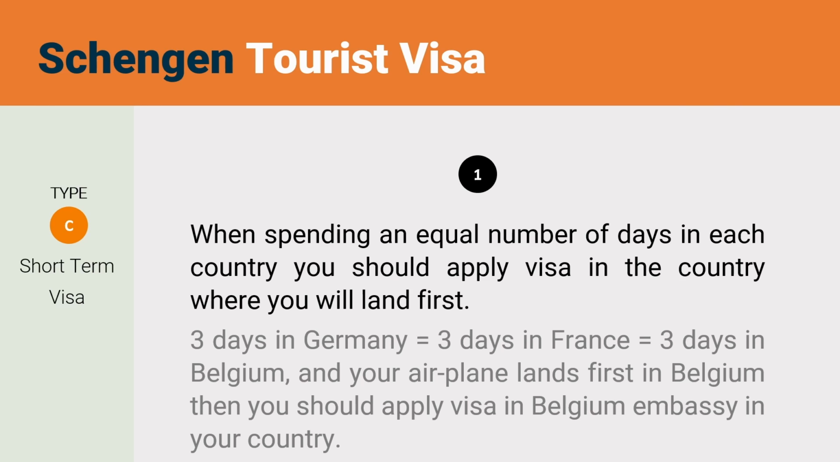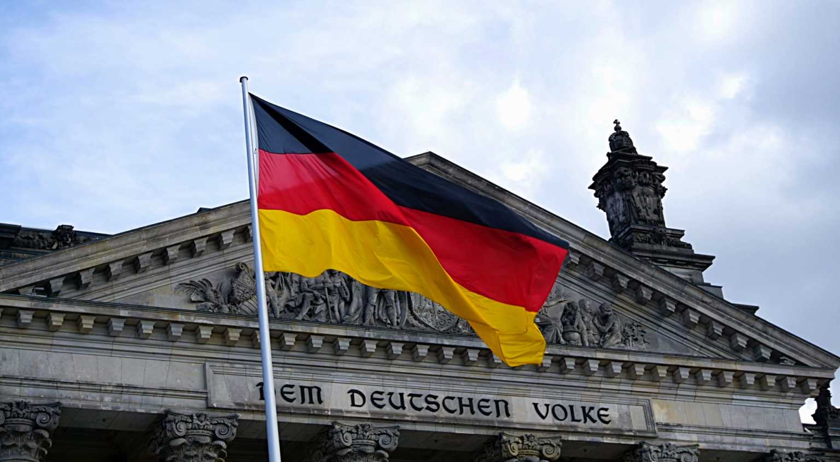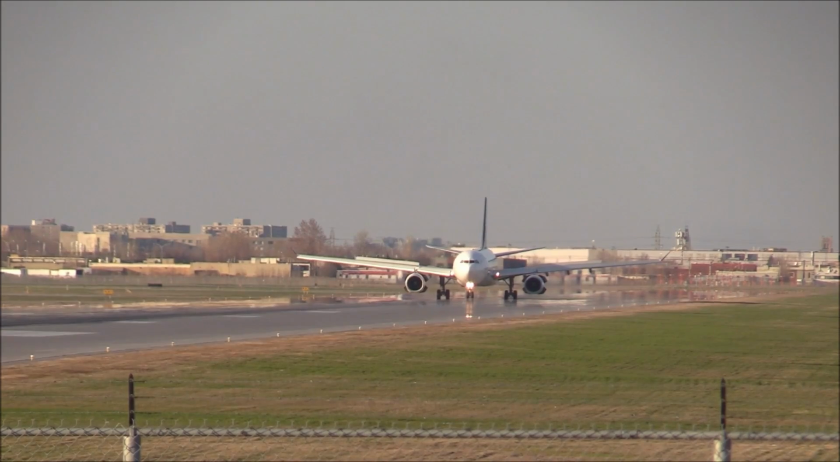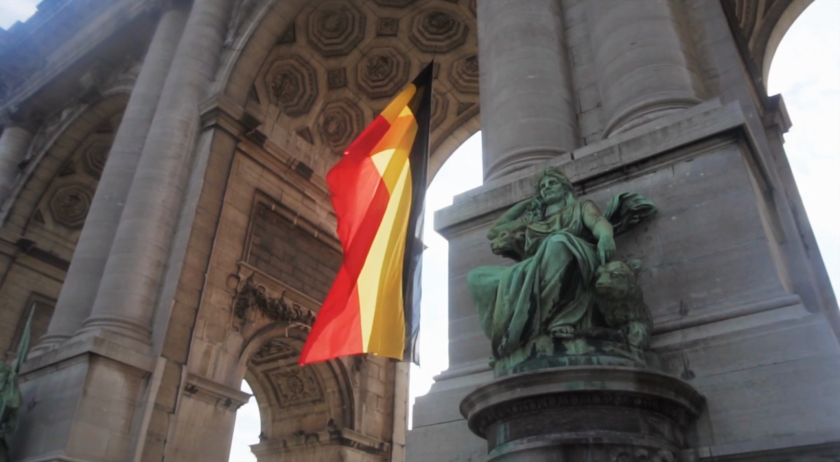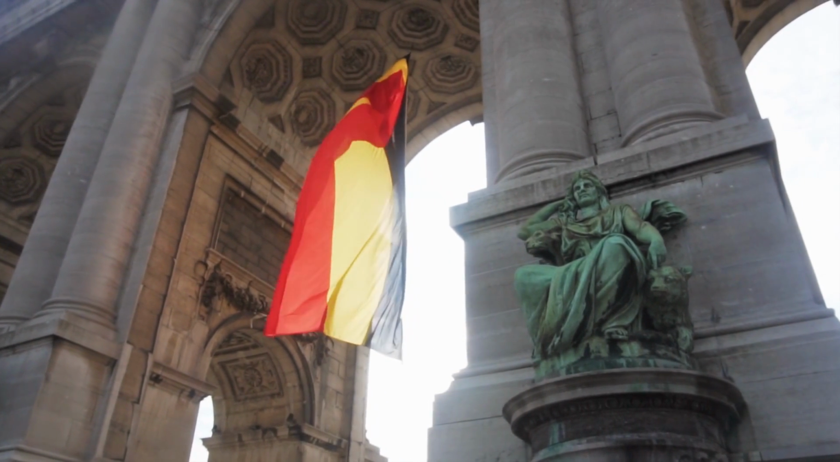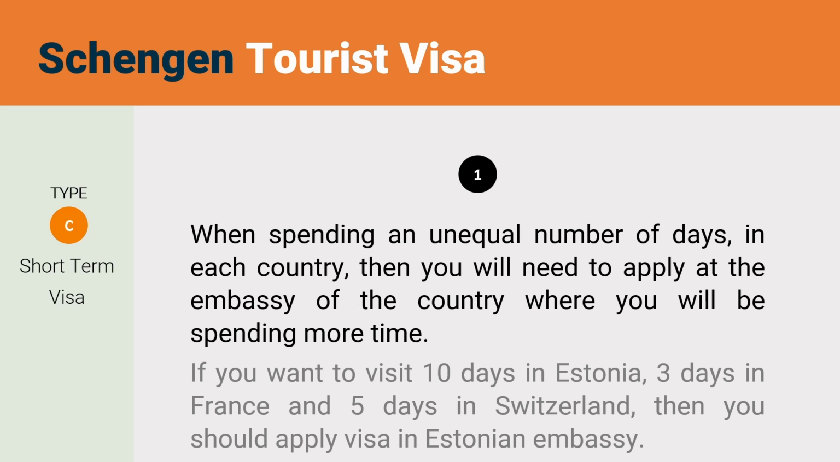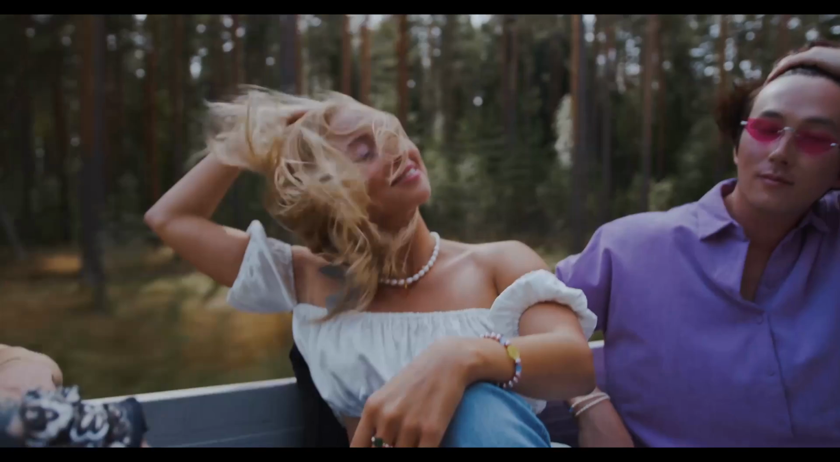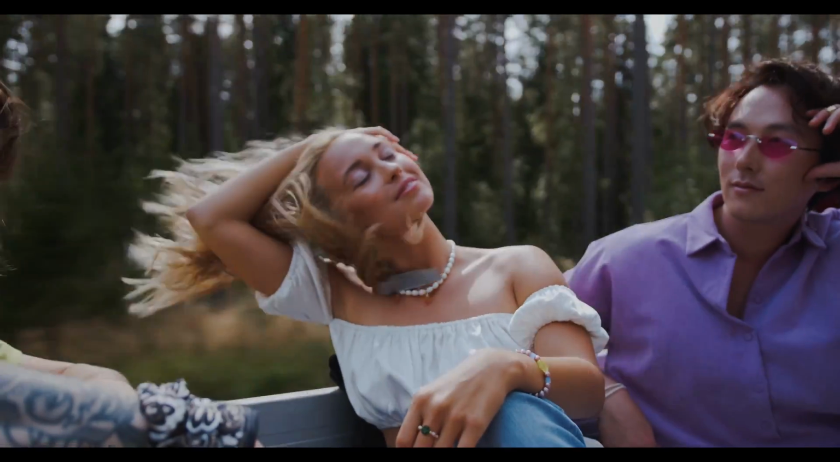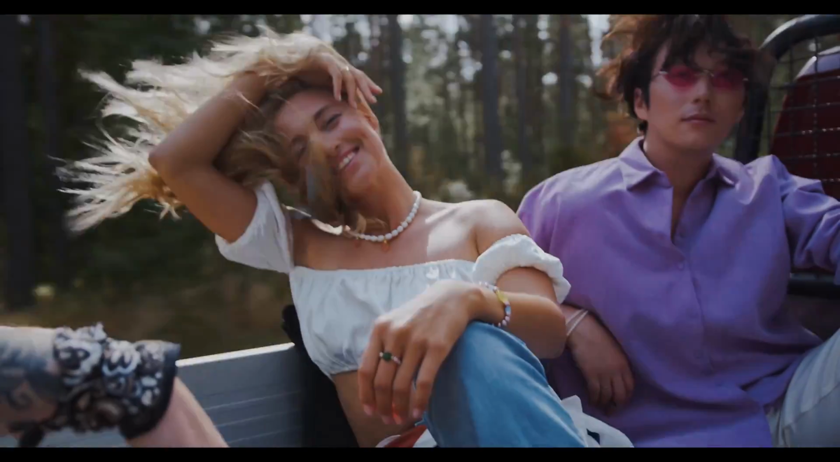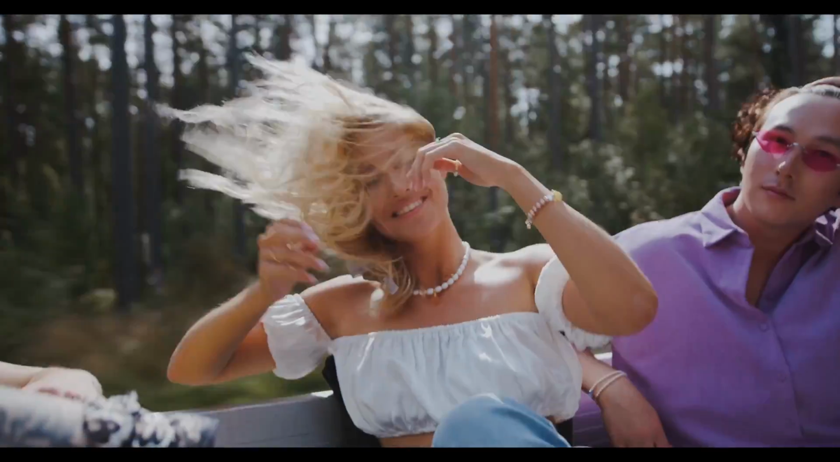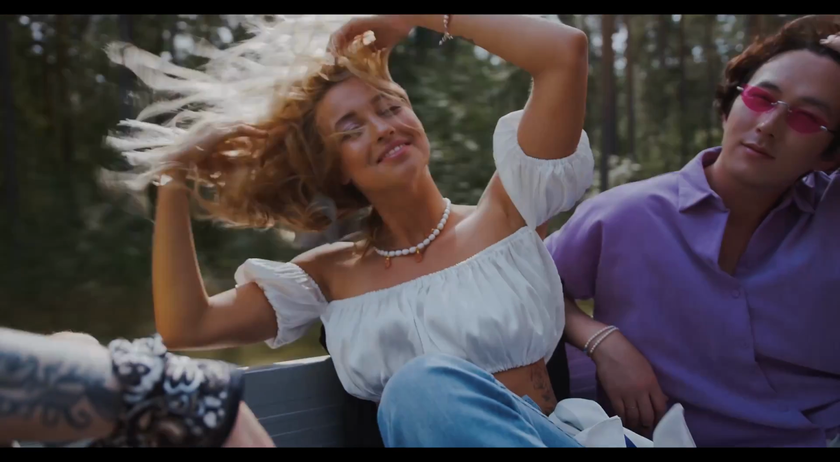For example, if you want to visit 3 days in Germany, 3 days in France, and 3 days in Belgium, and your airplane lands first in Belgium, then you should apply for the visit visa in the Belgium embassy in your country. However, when spending an unequal number of days in each country, then you need to apply at the embassy of the country where you will be spending more time. For example, if you want to visit 10 days in Estonia, 3 days in France, and 5 days in Switzerland, then you should apply for the visa in the Estonian embassy in your country. Tourist purpose visas are valid for 90 days.